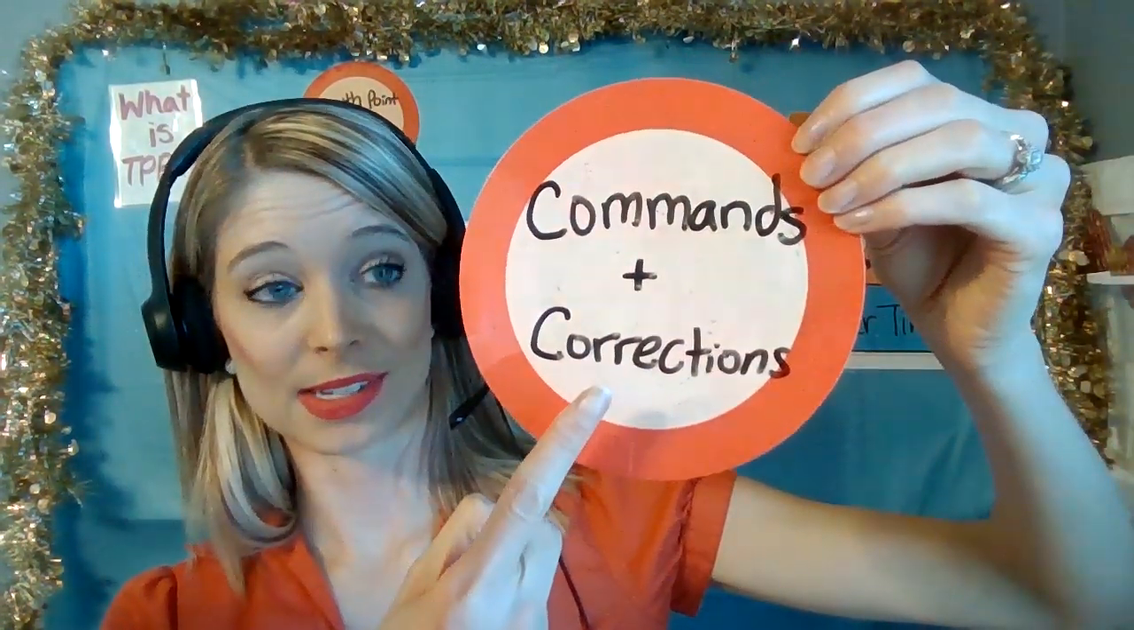All right. The second thing that I am going to teach you for an example is commands and corrections. So commands, for example, of course we want to model things for our students, but if it's something the student should already know anyway, then we can model with TPR. For example, circle the dog. Circle the dog. Ooh. Right?